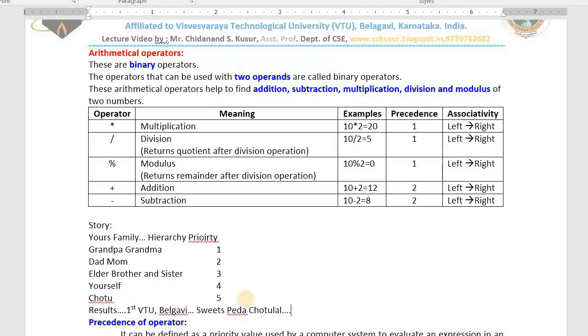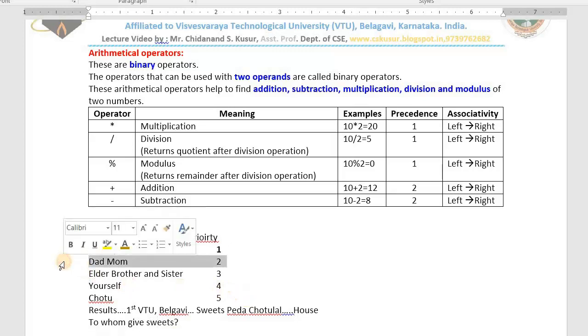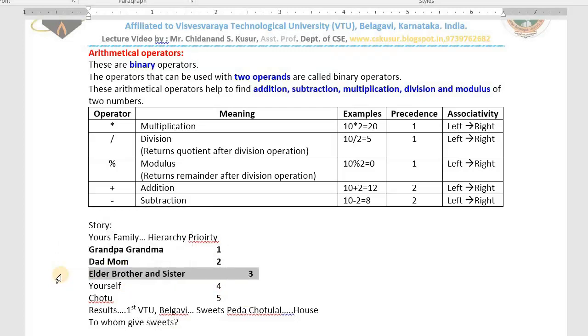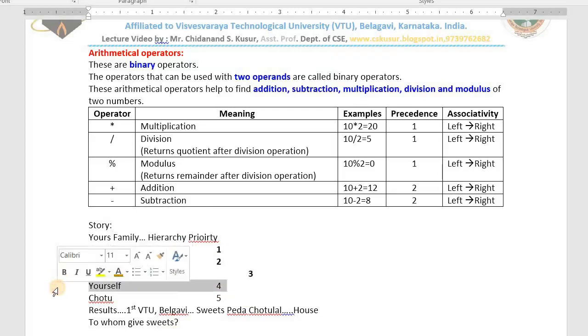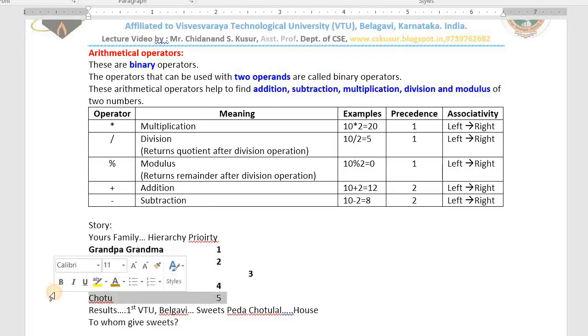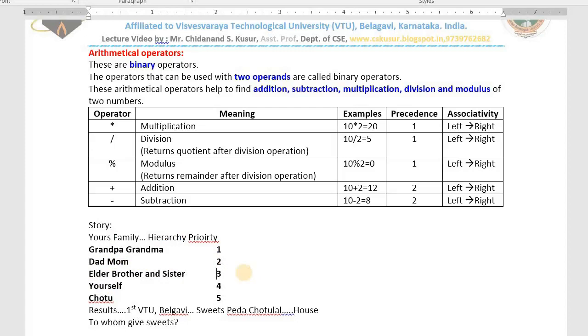Then we enter the house. To whom do you give the sweets first? First we give the sweets to grandpa and grandma. Then we give the sweets to dad and mom. Then we give to elder brother and sister. Then I eat myself. Lastly I give to Chotu. I hope you understood. Like this we follow. Like this only the machine will follow.